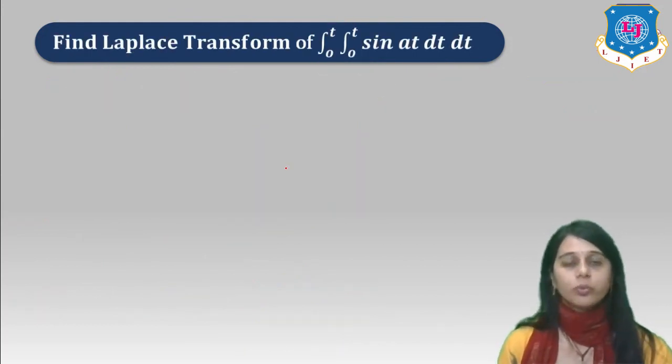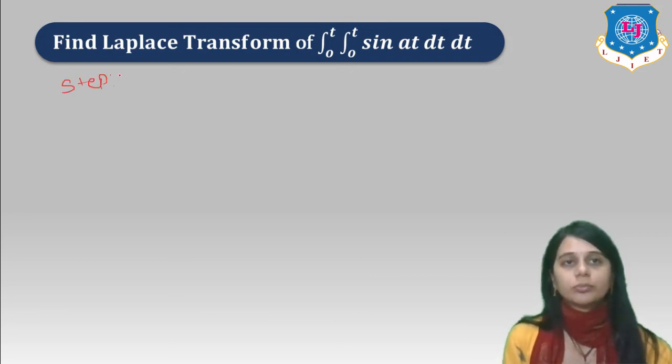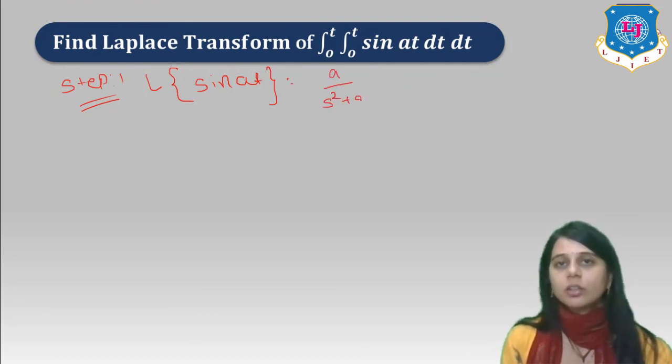Next example: find the Laplace transform of the double integral from 0 to t, from 0 to t, of sin at dt. Step 1: find Laplace of sin at. It is a upon s squared plus a squared. Due to the two-time integral, we divide by s squared, and this is your answer.